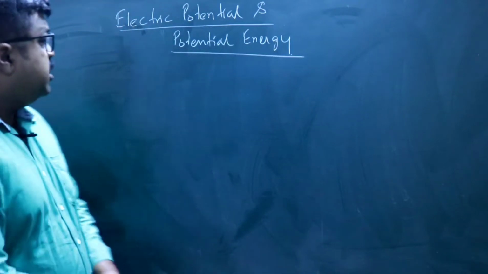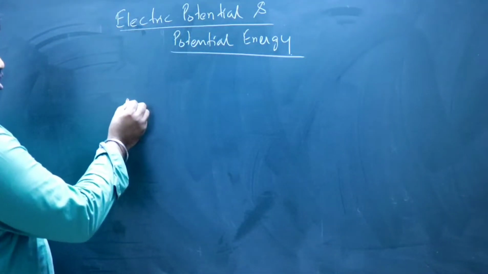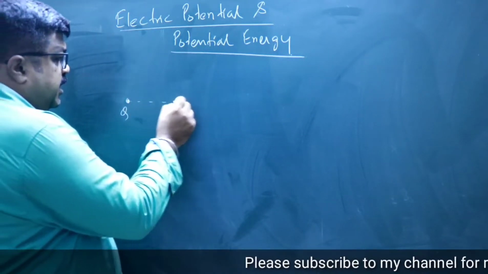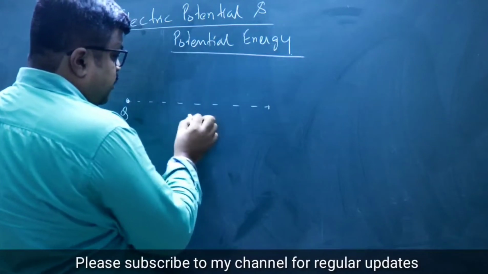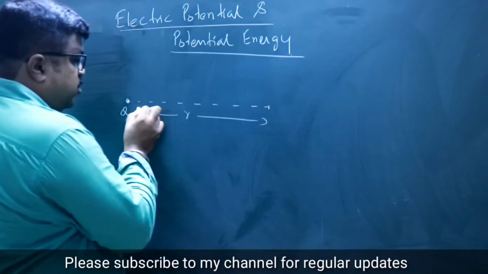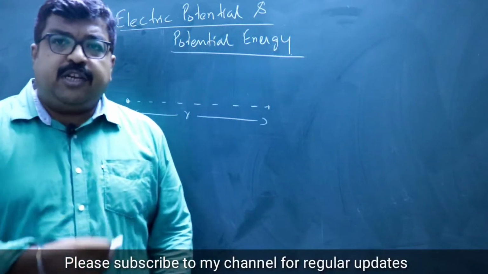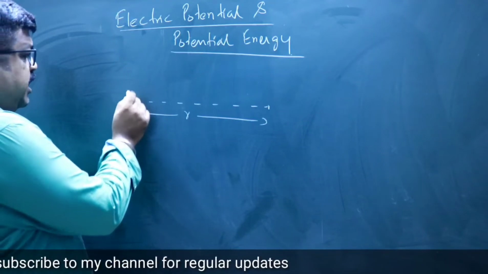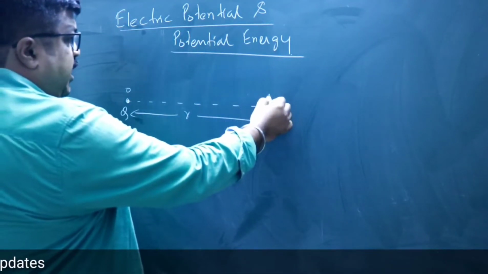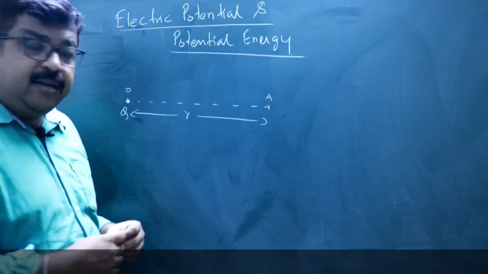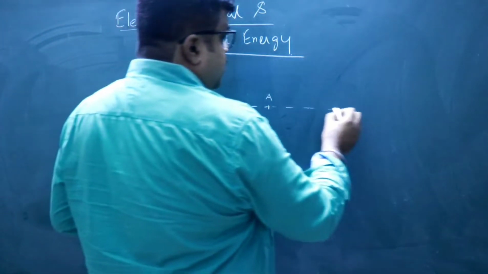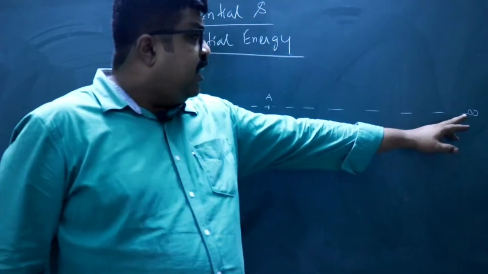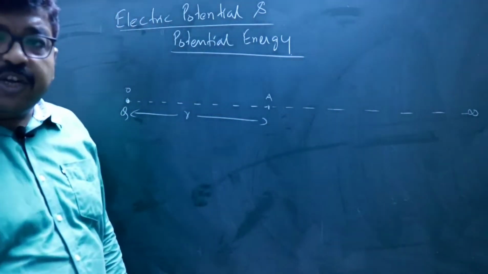Now suppose you have a charge Q, a point charge, and at a point which is at a distance r, suppose we have to calculate the electrostatic potential energy or electrostatic potential. Let us mark this point as O and this as A. So this distance OA is r. Now this is somewhere infinity, and from infinity we are bringing one charge.